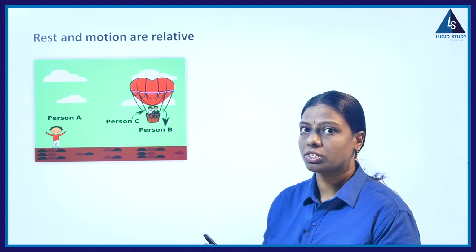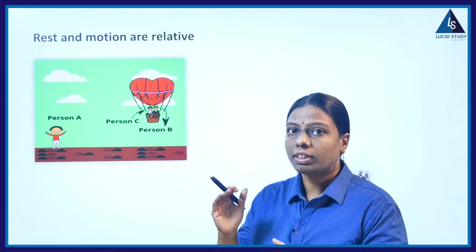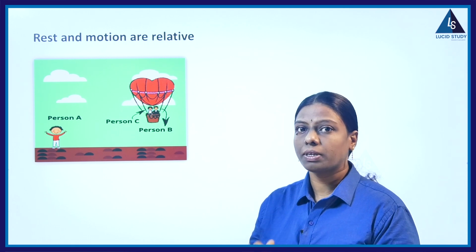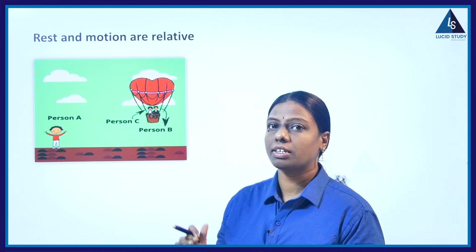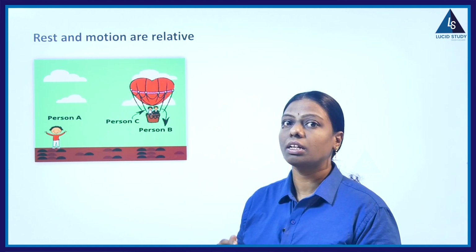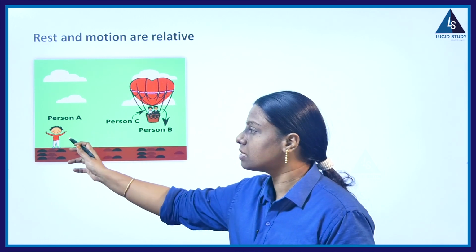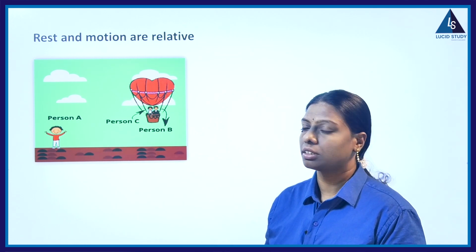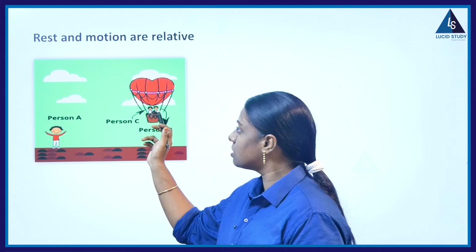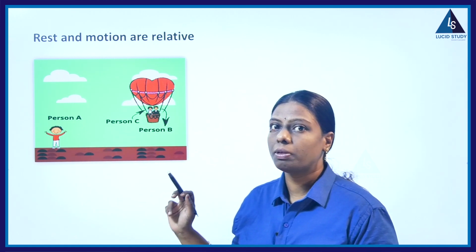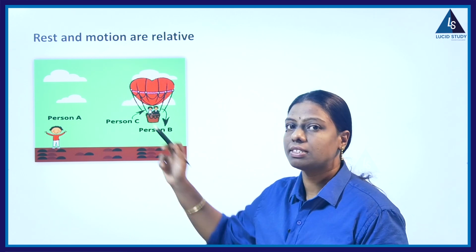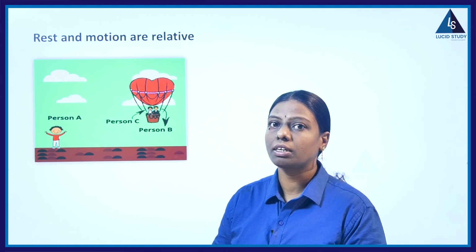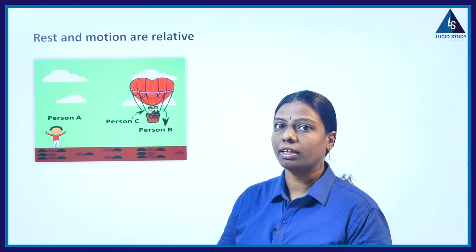They are at rest with respect to each other. With respect to person C, person B is at rest. With respect to person B, person C is at rest. How are persons B and C with respect to person A? They are moving. They are in motion. How does person A appear to persons B and C? He is in motion. How does he appear in motion? Because they are moving.